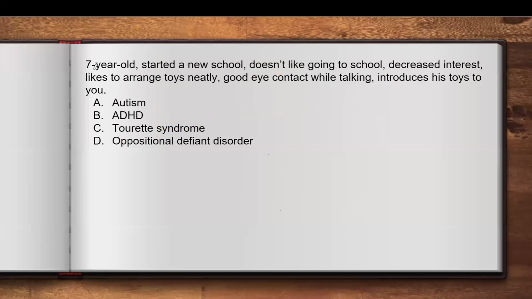So there's a 7-year-old child. He started a new school, doesn't like going to school. There's decreased interest. He likes to arrange toys neatly. Good eye contact while talking, introduces his toys to you. So they're asking for the diagnosis: autism spectrum disorder, ADHD, Tourette syndrome, or oppositional defiant disorder.